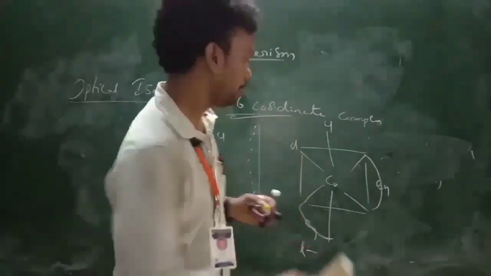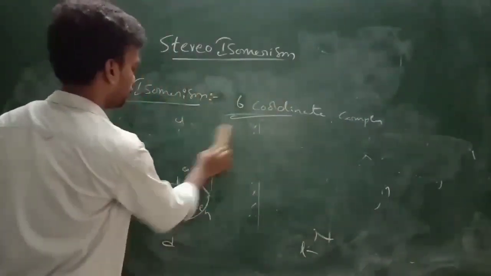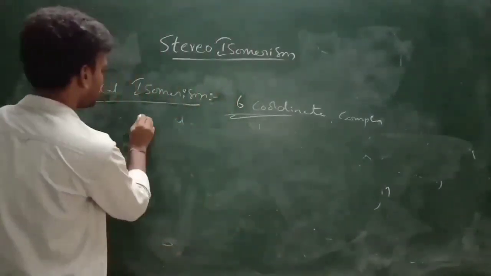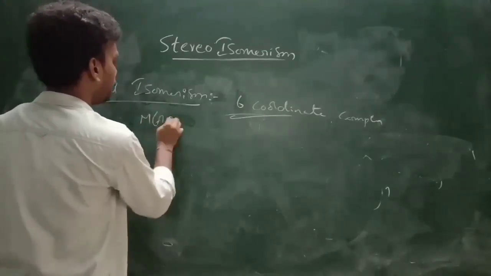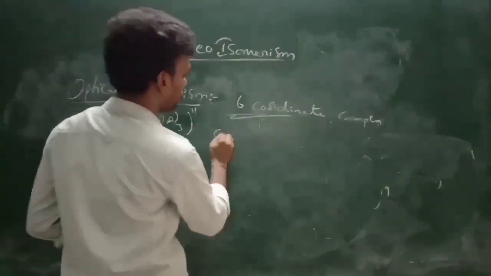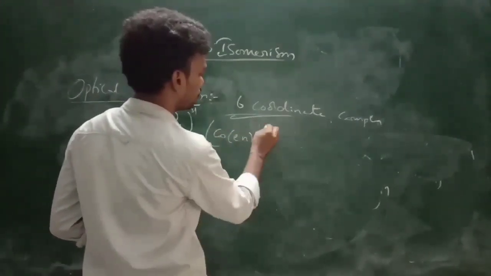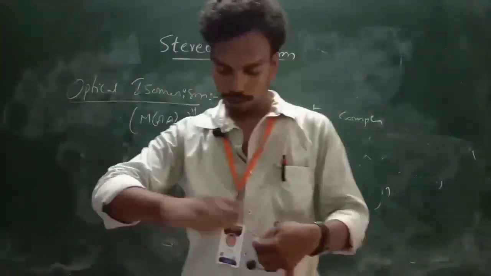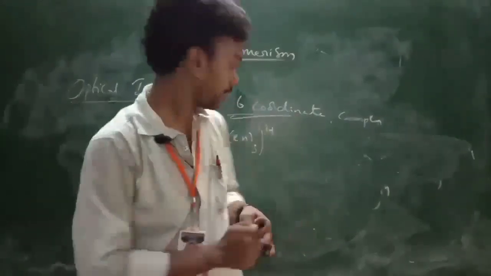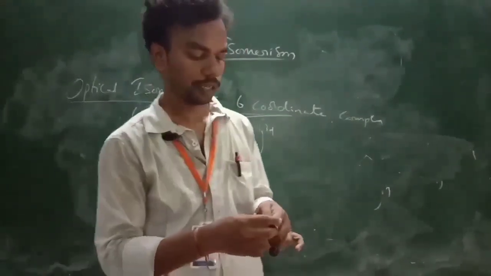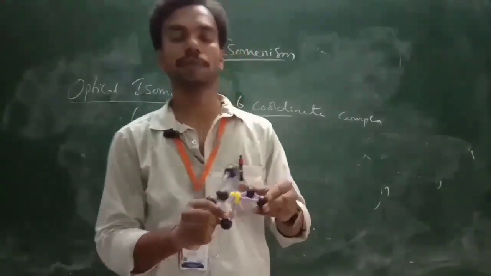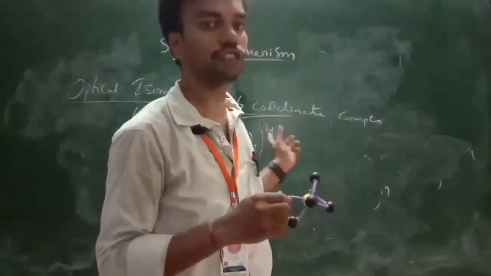And let's take another example. A complex of the type M(AA)3, 3 plus, for example Co(en)3 3+. Here, if you see the structure of Co, this complex does not have any geometrical isomers because all the donor sites are the same. If you interchange any two ligands, you are not getting a different spatial arrangement. That's why this complex does not have any geometrical isomers.